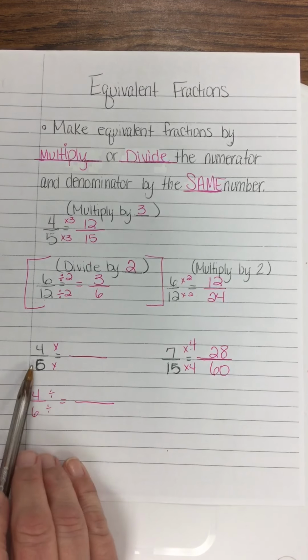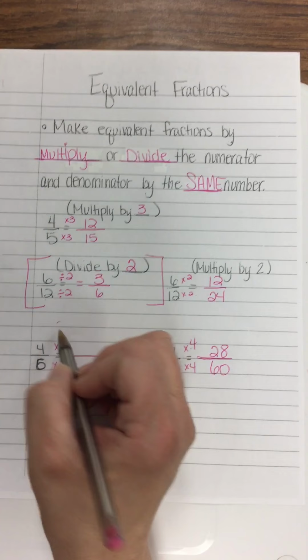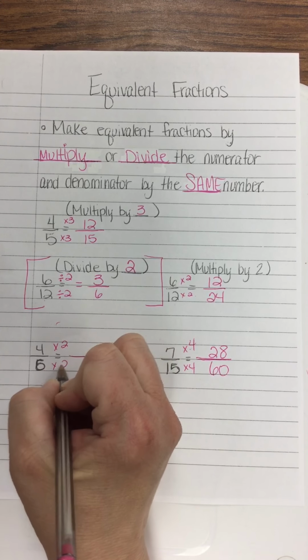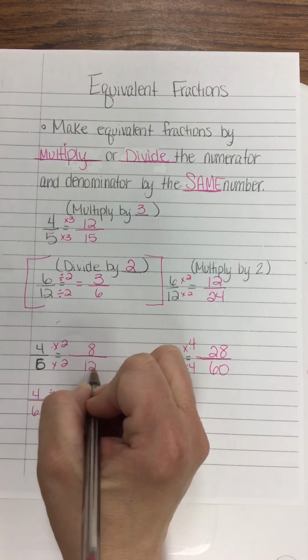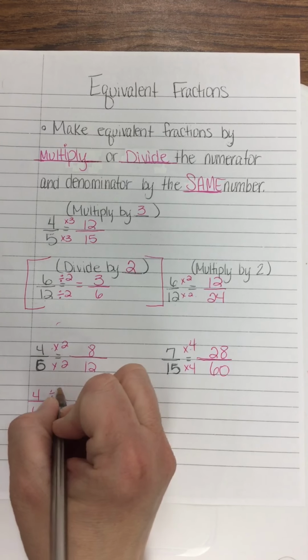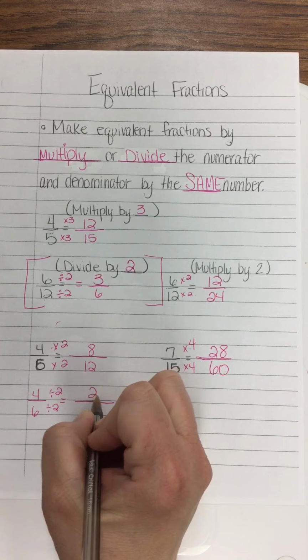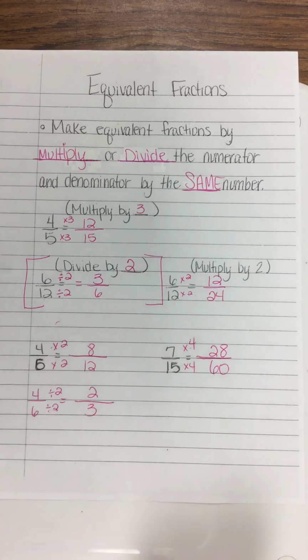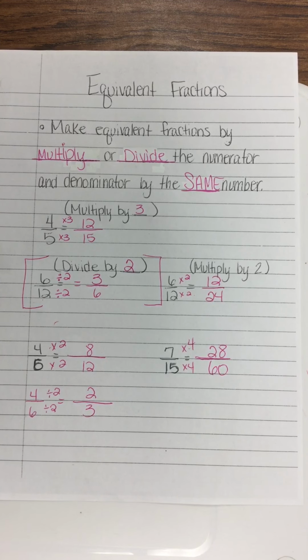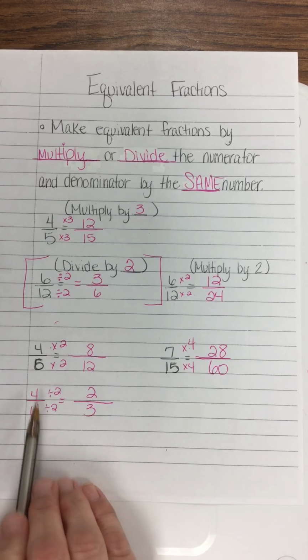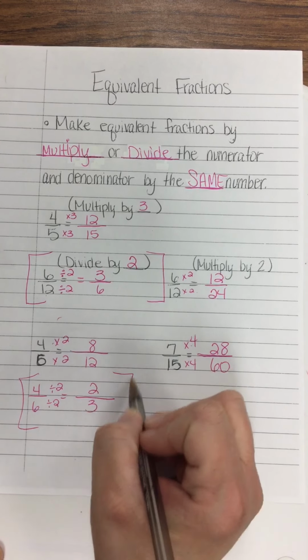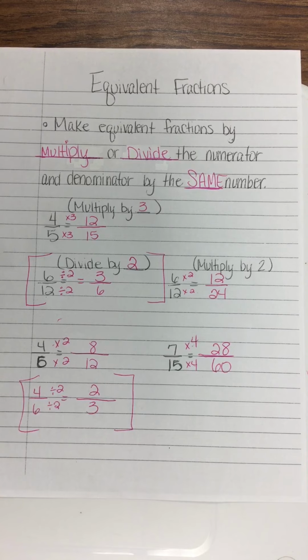Okay. If you multiplied 4 over 6, you can multiply by 2. 4 times 2 is 8. 6 times 2 is 12. If you divided, they're both even, so you should have divided by 2. 4 divided by 2 is 2. 6 divided by 2 is 3. Okay, so what we're doing when we divide is reducing it. Okay?